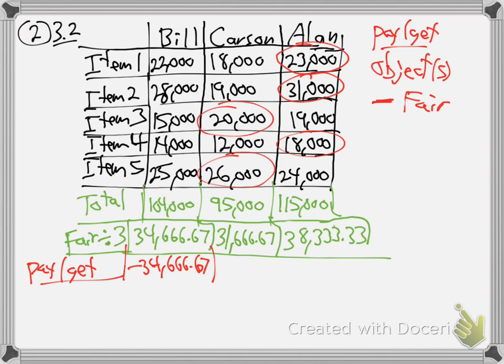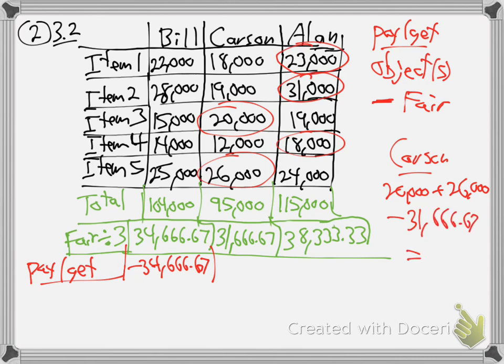Yeah, so for Carson, that's exactly right. For Carson, we will do 20,000 plus 26,000. Those are his objects minus his fare, which is 31,666.67. Somebody got that for Carson? So it'd be 14,033.33. Did I get that right? I might have messed up. I think that's right. Is that right? Yeah. Got it?